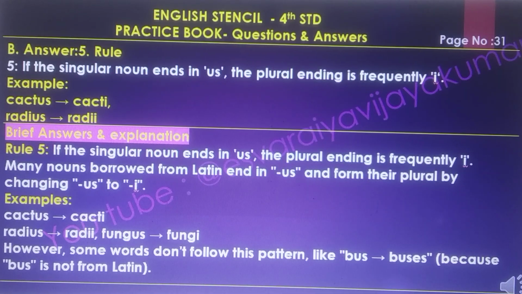And rule number 5: if the singular noun ends with us, the plural ending is frequently i. The cactus, cacti, radius, radii. The brief answer and explanation of these questions. If the singular noun ends with us, the plural ending is frequently i. Mainly nouns borrowed from Latin ending in us form their plural by changing us to i. Example: cactus, cacti, radius, radii, and fungus, fungi.